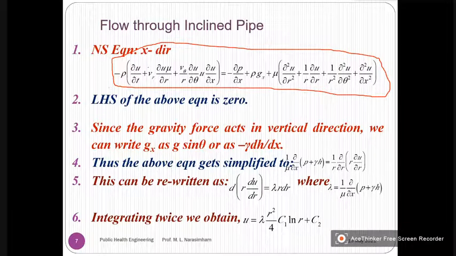Now, this term will be absent. What is the reason? The reason is that it is steady flow. So this is 0.